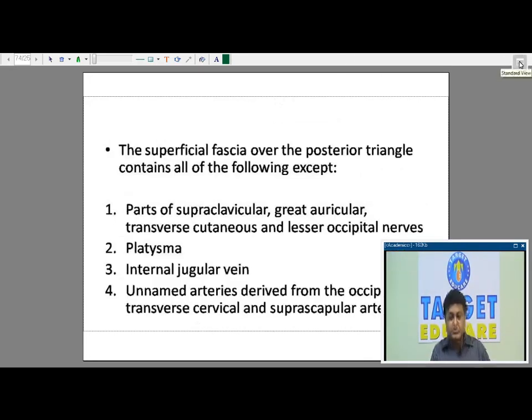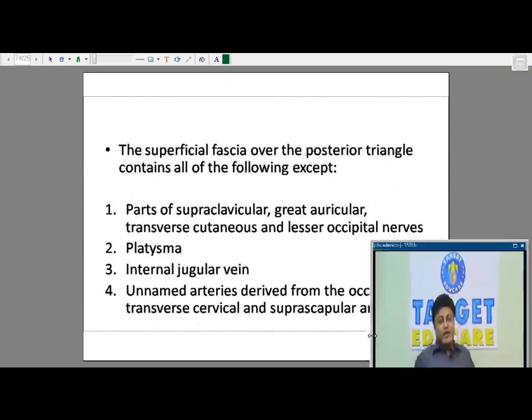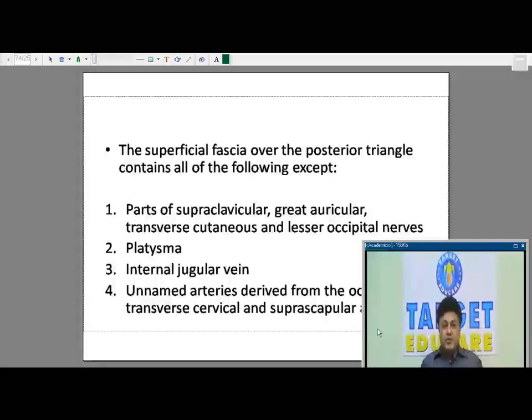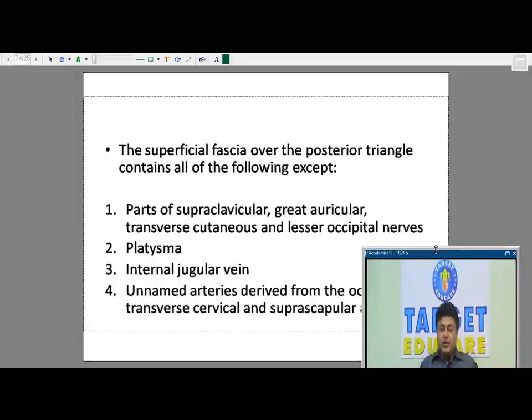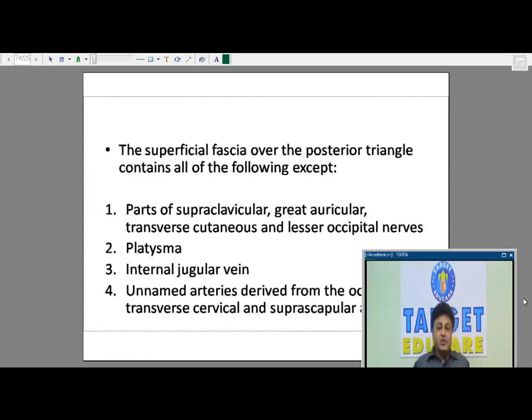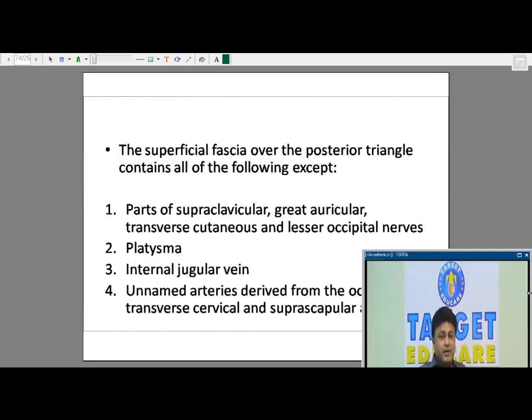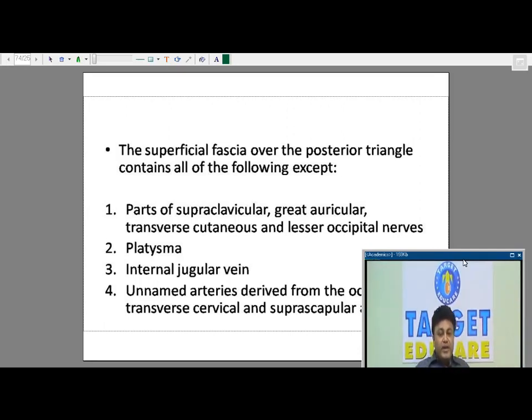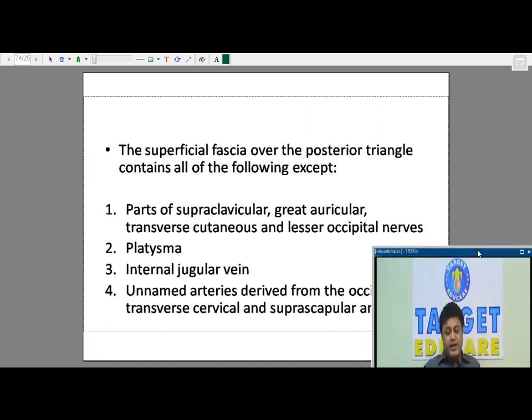Alright, the next one. The superficial fascia over the posterior triangle contains all of the following except: supraclavicular, greater auricular, transverse cutaneous and lesser occipital nerve, internal jugular vein, unnamed arteries derived from occipital, transverse cervical and suprascapular artery. We are talking about the superficial fascia overlying the posterior triangle.